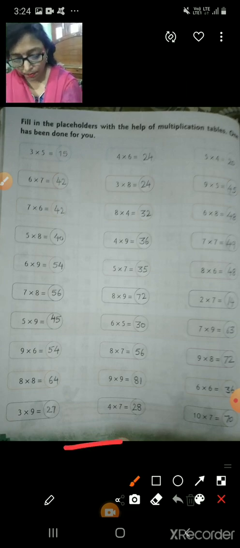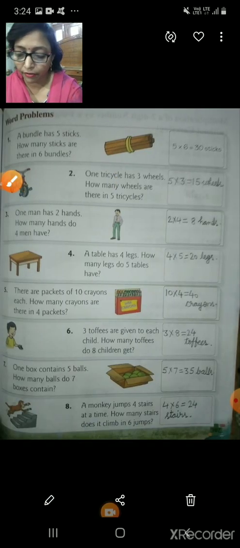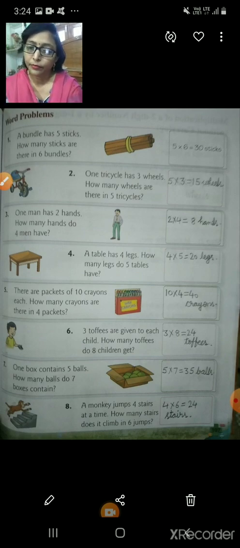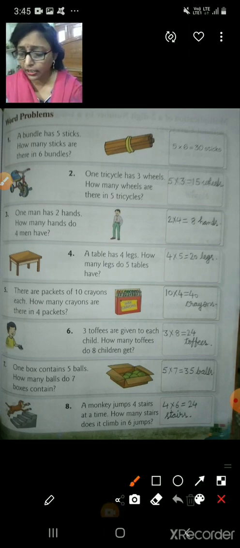Now come to page number 107. Here you can see the word problems. Students, one I will explain and the other word problems you will solve yourself. It's very easy, not too difficult.